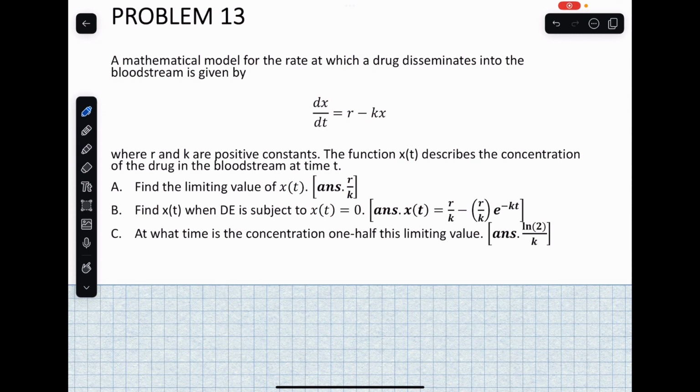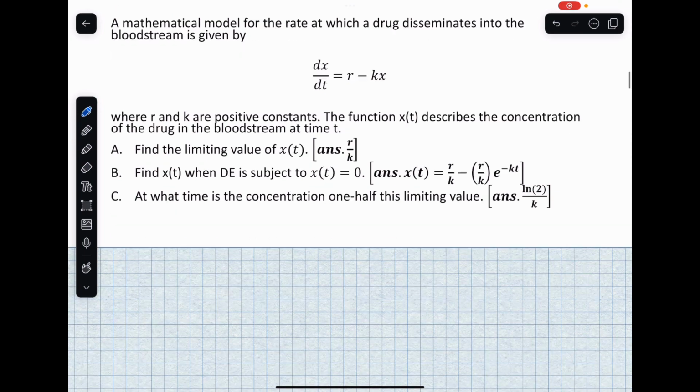So we are to find the limiting value of x of t. We find the function x of t, when the differential equation is subject to x of t is equals to 0. And at what time is the concentration 1/2 this limiting value? So what would be the time?